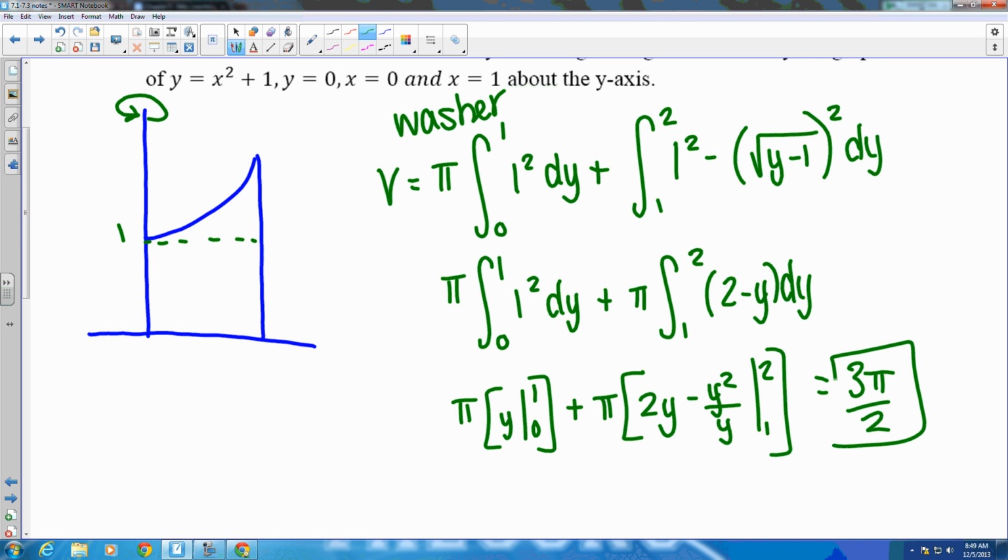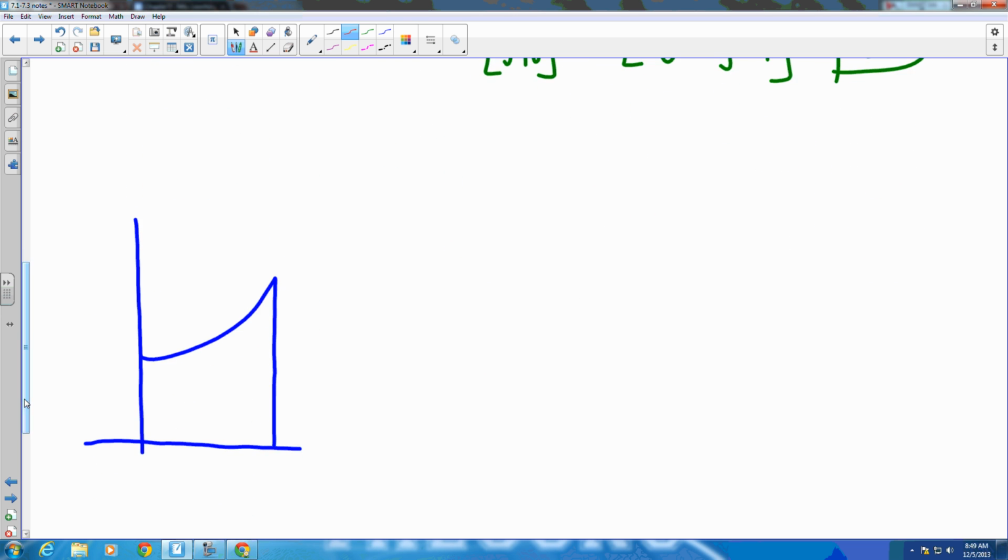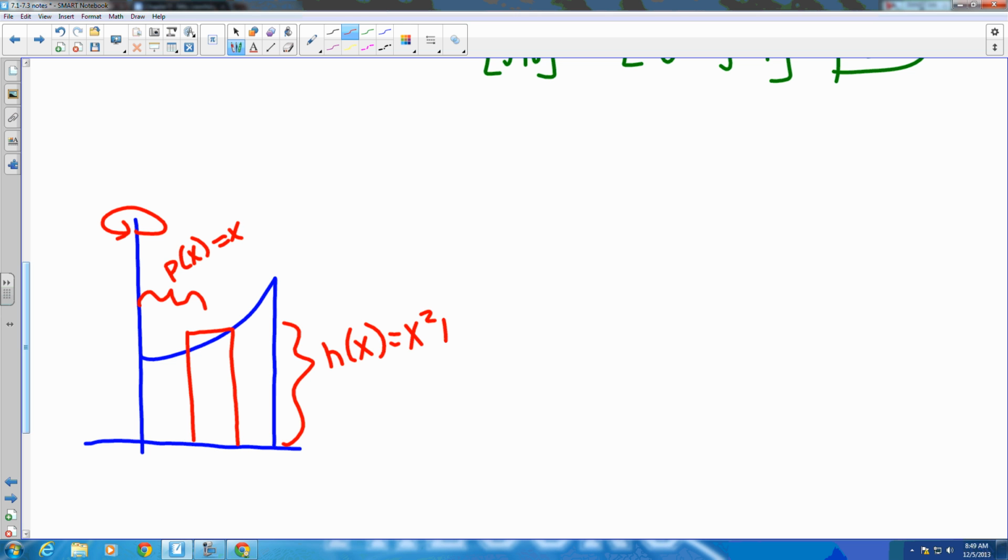Now I want to show you what it would be like to do the shell method with this problem. So remember, if we did the washer, we would have to make our rectangles horizontal. If we're doing the shell, still flipping it around the y-axis, we make our rectangle parallel, and we have to figure out what the h of x and p of x are. The p of x is just x because it's the distance to your rectangle, and the h of x is x squared plus 1.